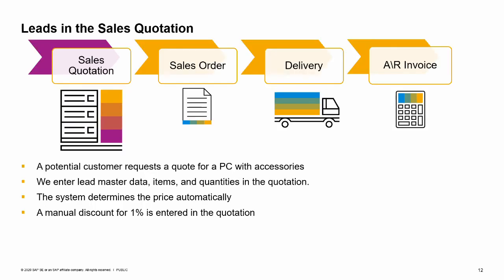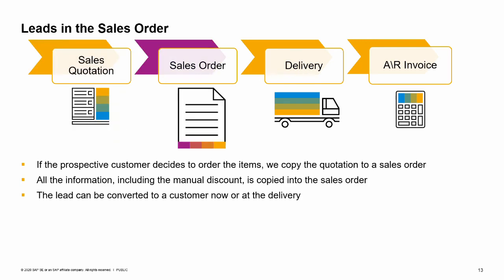Let us take a look at using leads and sales documents in a typical business scenario. A potential customer requests a quote for a personal computer with accessories. We enter lead master data, items and quantities in a quotation. The sales quotation acts as an offer to the prospect for specific goods at a specific price. We decide to give this potential customer an additional discount, so we enter a manual discount of 1% into the quotation. If the prospective customer decides to order the items, we copy the quotation to a sales order.